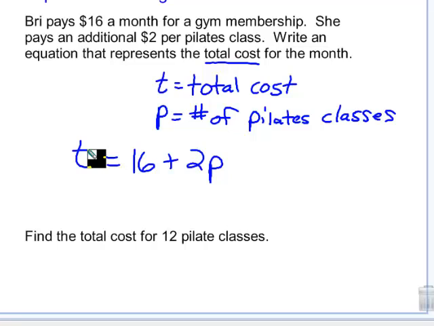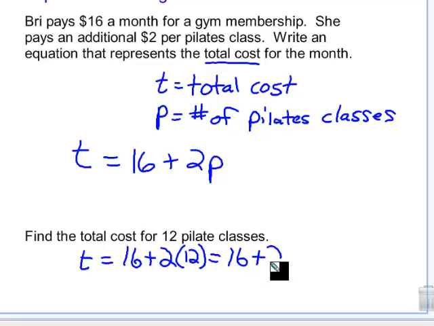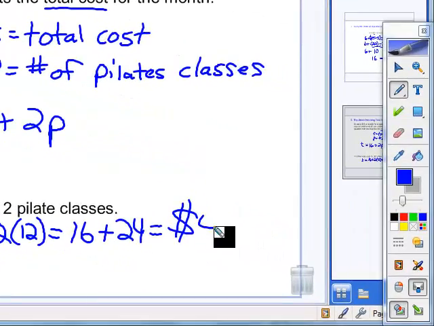Now the second part of the problem asks us to find the total cost for 12 Pilates classes. Well, so the total cost then should equal 16 plus $2 times 12 classes. Okay, so we have 16 plus 24 by order of operations, and that total is $40.